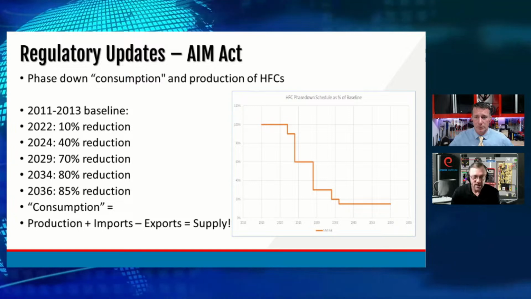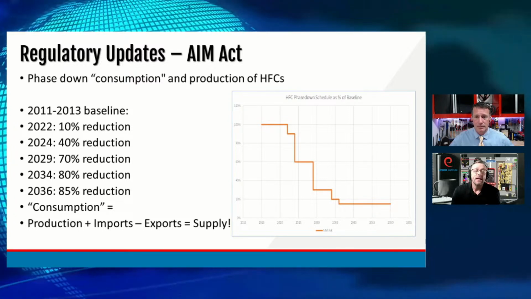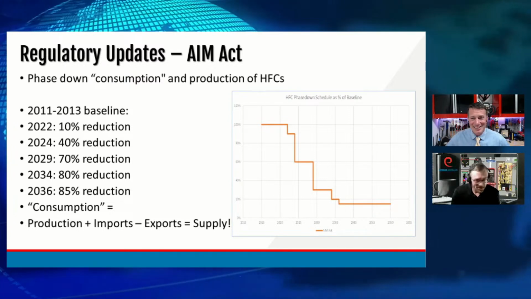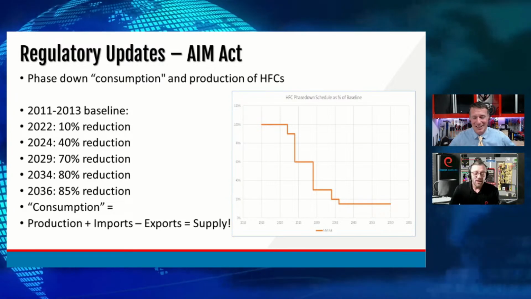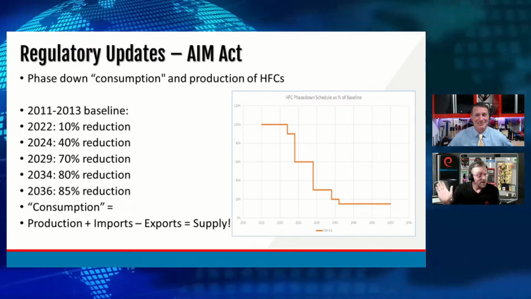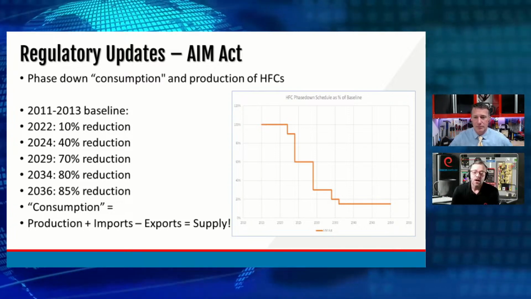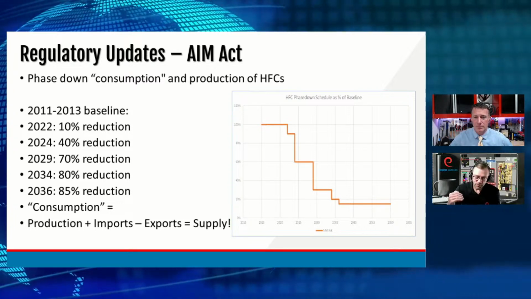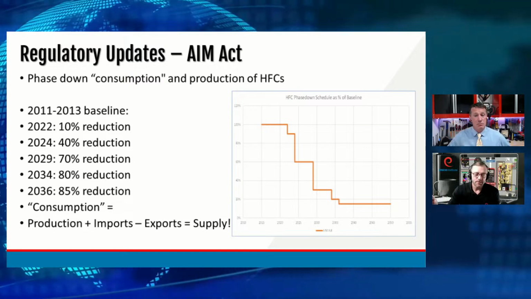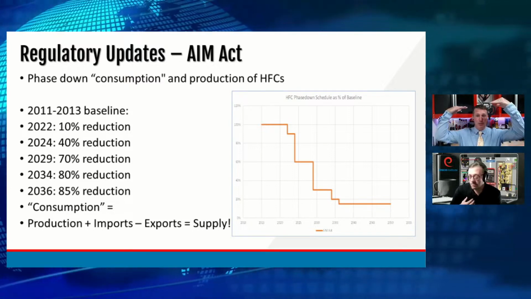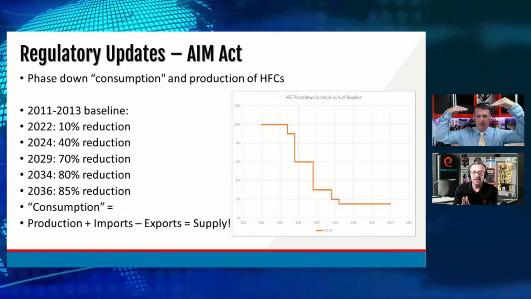The AIM Act was passed by Congress and signed by the president. So it's not going away, for the naysayers. The next president's not going to remove it. It's not just an overall reduction of all HFCs. It works like a bank account, where there's an allotment every year. Okay, like a wallet, let's say a bank account.